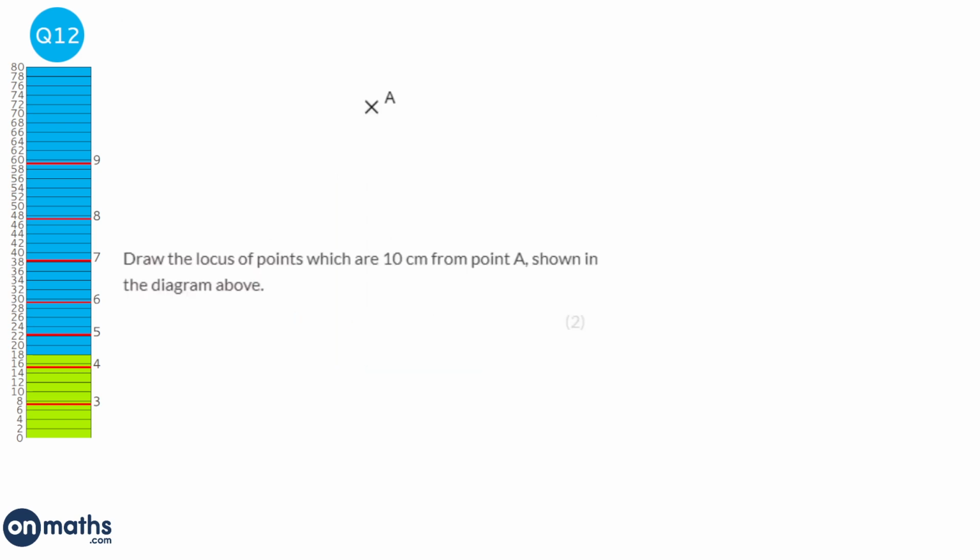So to find the locus of points that are 10 centimeters away from a point, you need to measure 10 centimeters on a pair of compasses. And then you put the point at A and draw them. Now I'm going to try my best to do this. It's probably not going to look perfect, but I'll do my best.